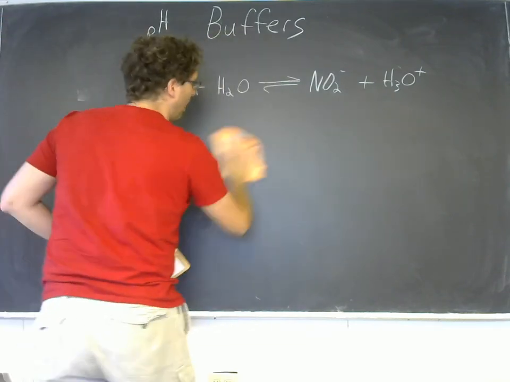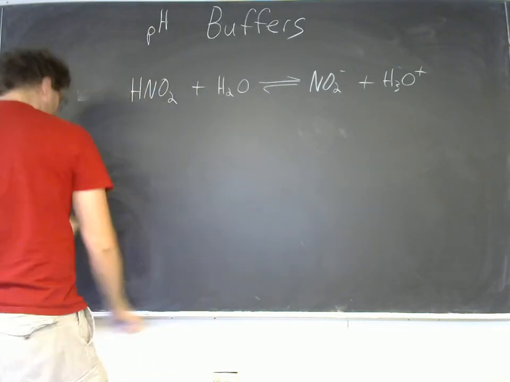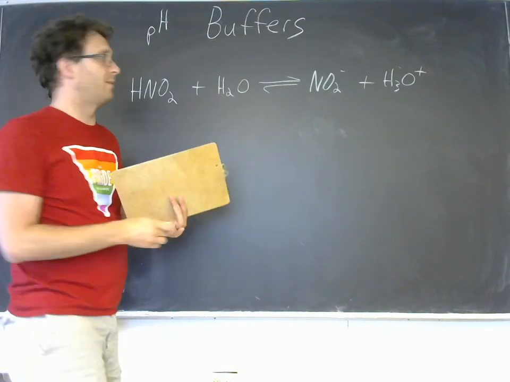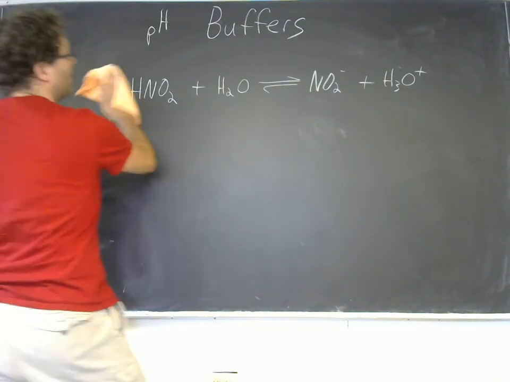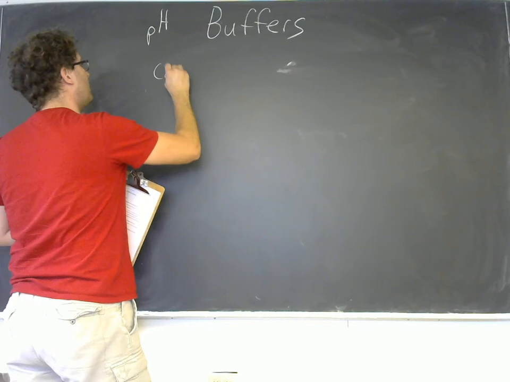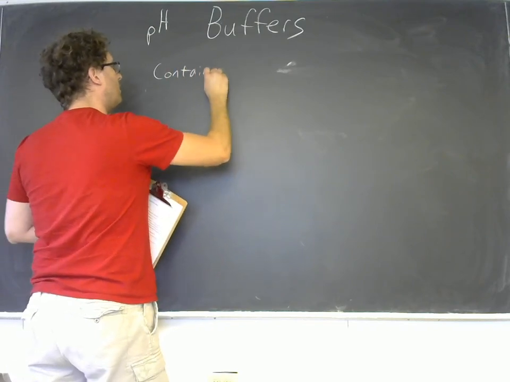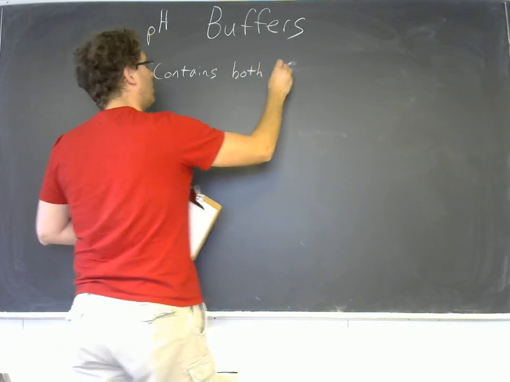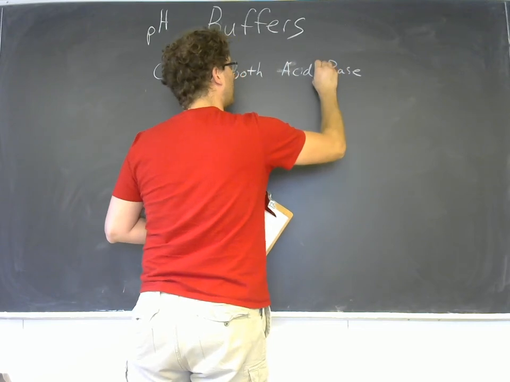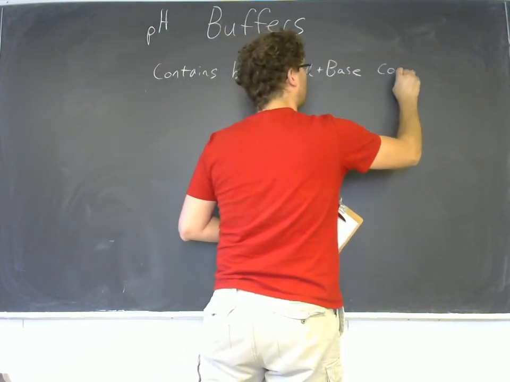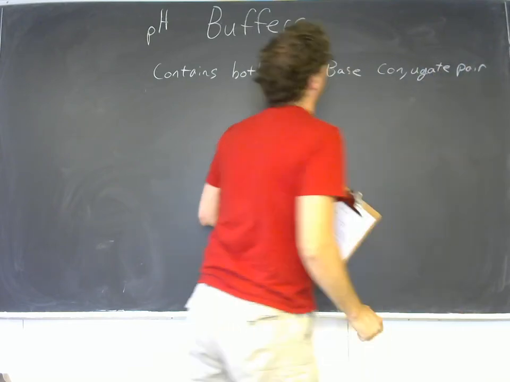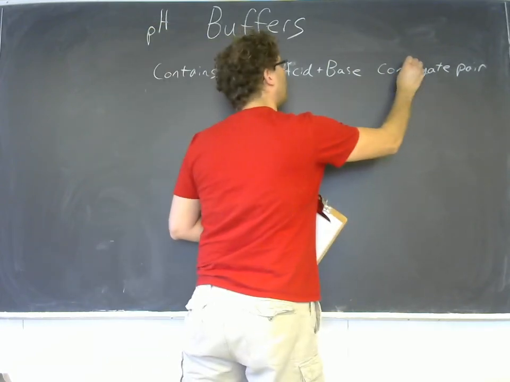Because when you add some nitrite to your nitrous acid solution, what you've actually created is a buffer. So a buffer solution, we'll end up rewriting this equation later, but a buffer solution is a solution which contains both the acid and the base of a conjugate pair.